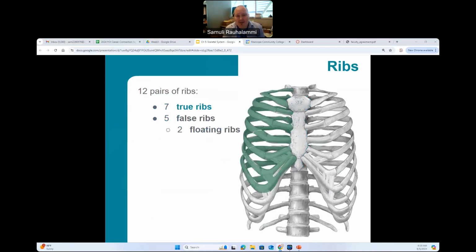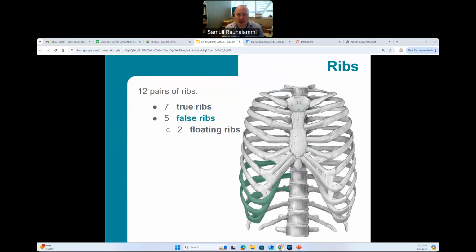Let's talk about ribs next. There are going to be 12 rib pairs in total, so 12 ribs on each side, each of those forming a pair. And we can divide them into true and false ribs. We're going to have 7 true ribs. The reason we call these true ribs is that they attach directly to the sternum through that costal cartilage.